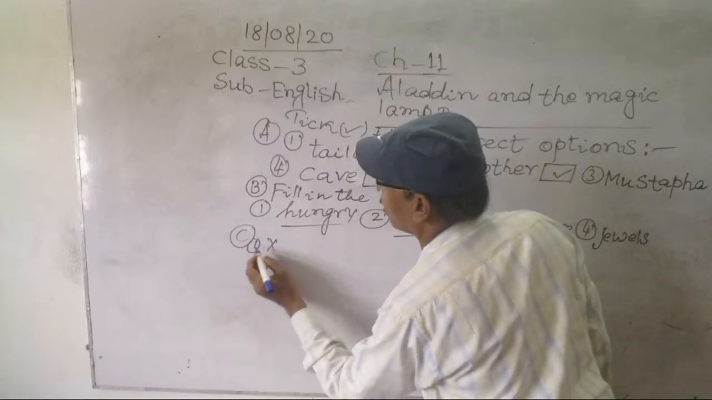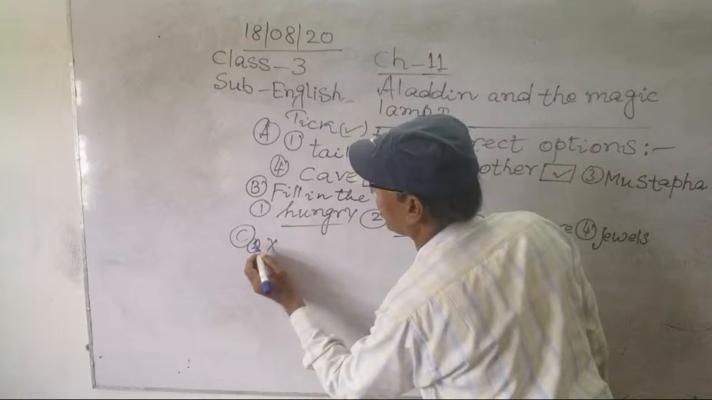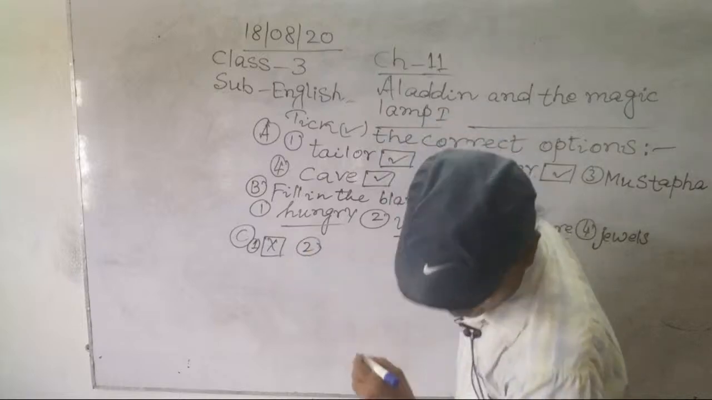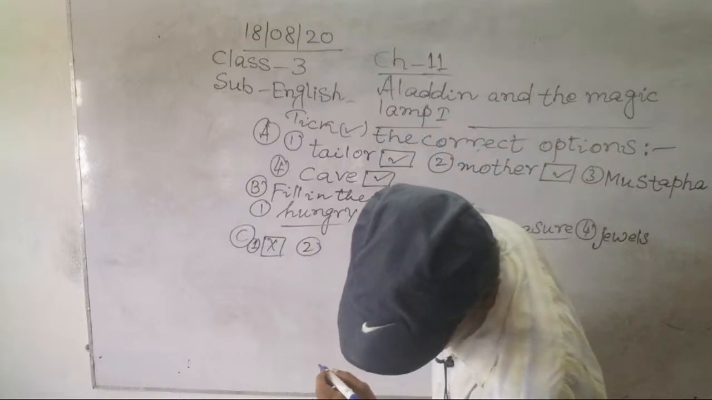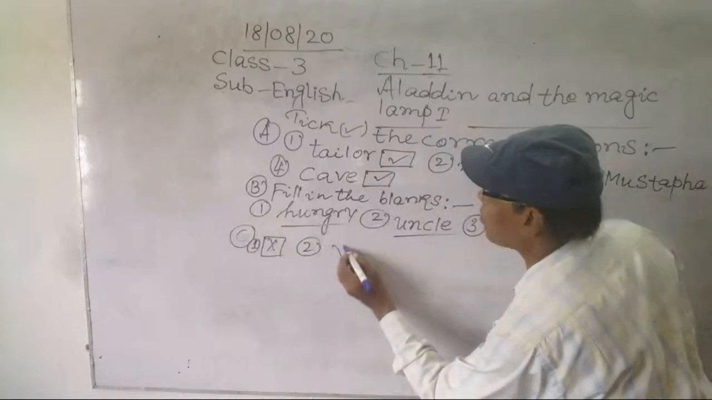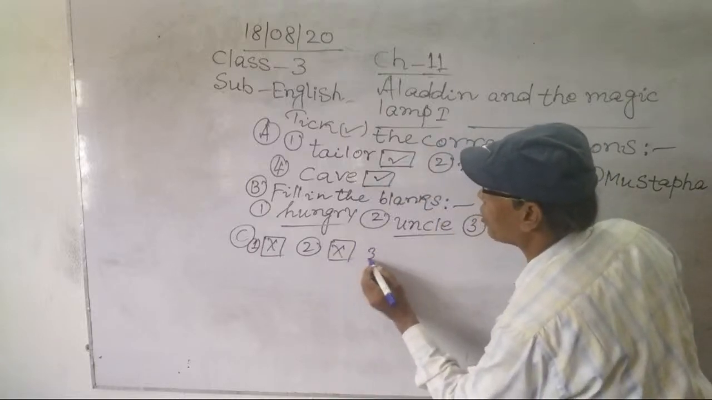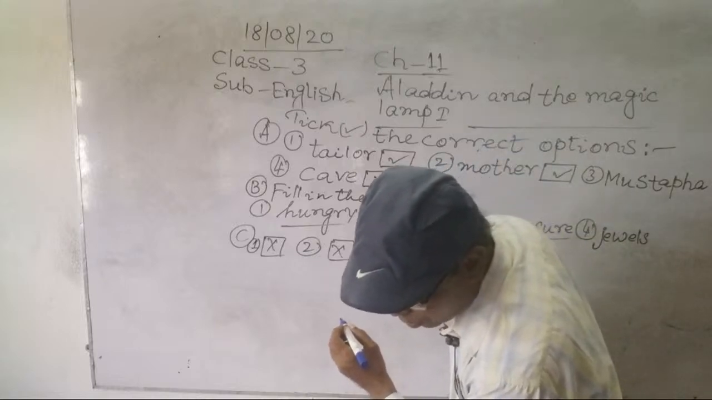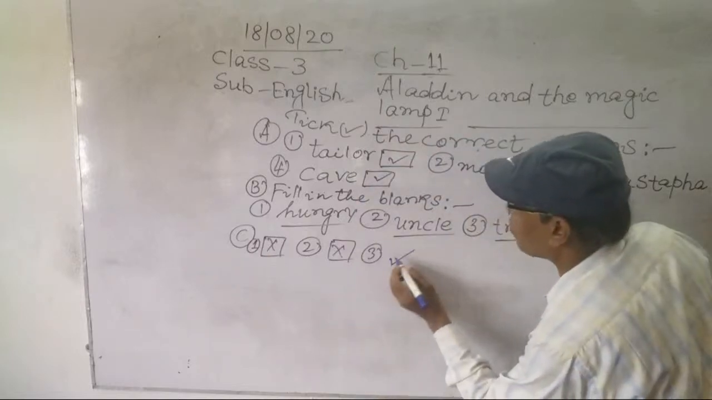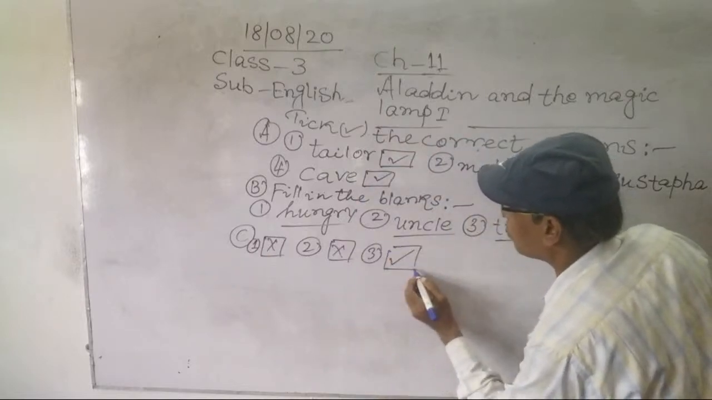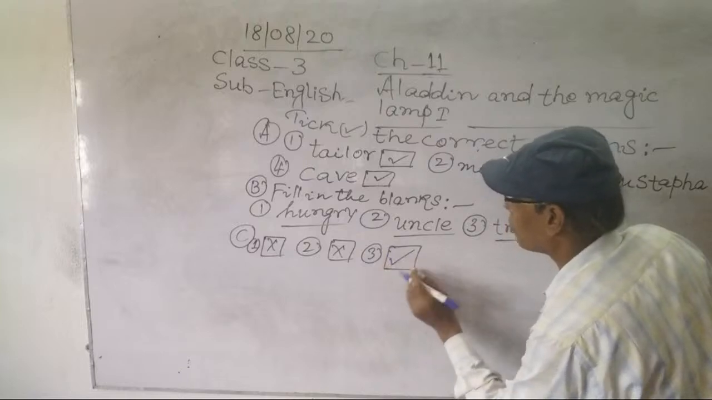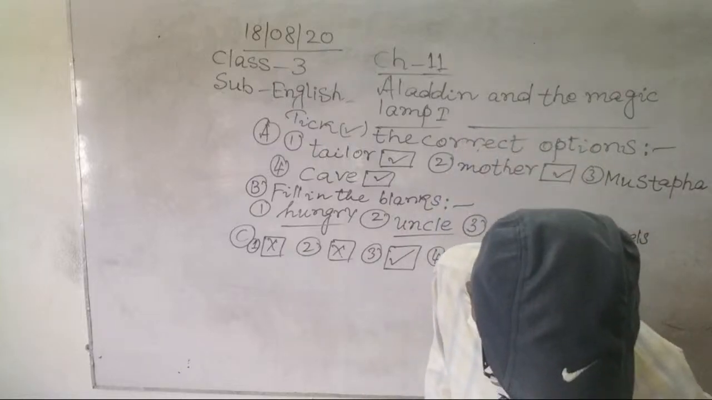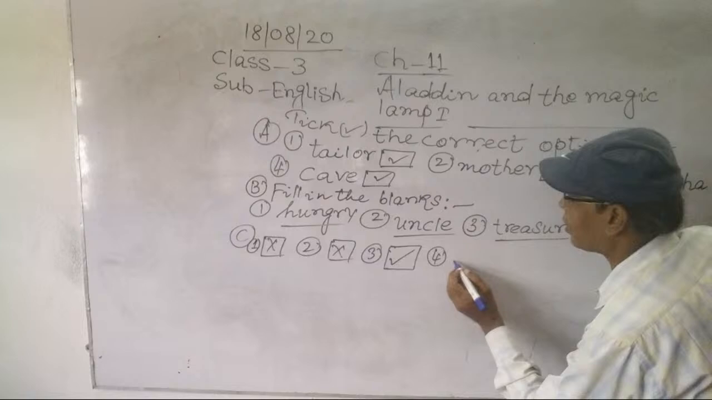Question number one, incorrect. Question number two, Aladdin visited his uncle Mustafa's house. Incorrect. Question number three, Mustafa took Aladdin along with him to a cave. Correct. Number four, the cave was full of jewels. Correct.